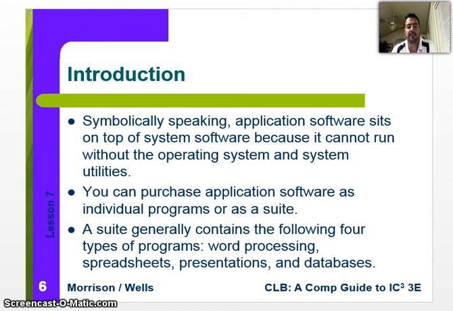So one of the things about application software is sometimes it will come in suites. For example, Microsoft Office. It's called the Microsoft Office Suite. But what you're actually buying is Microsoft Word, PowerPoint, Excel. You're getting Microsoft Access database. And depending on the version you're getting, you might be getting Microsoft Outlook, which is the email program, and some of those things. So a lot of times they'll bundle them together, and those are called suites.